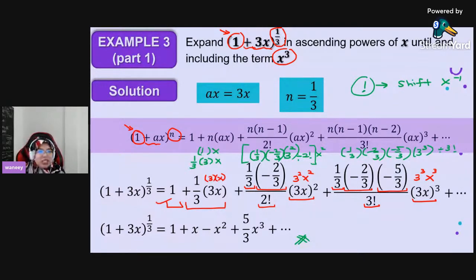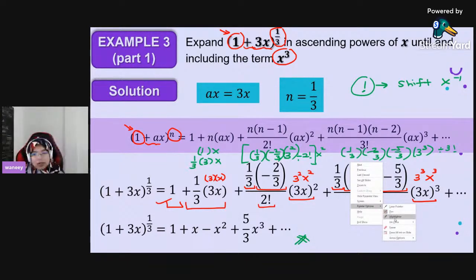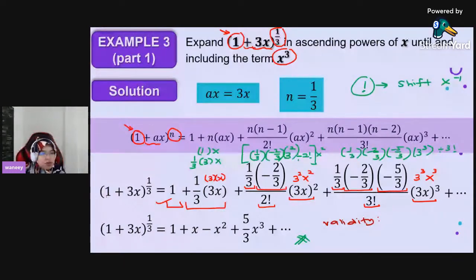Let's say the question were asking for validity. What should you do? Then for the validity, we have 1 plus ax, so this is our ax. Take your ax, put it inside the modulus, and let it be less than 1. So 3x will be between negative 1 and 1, so x will be between negative 1 over 3 and 1 over 3.